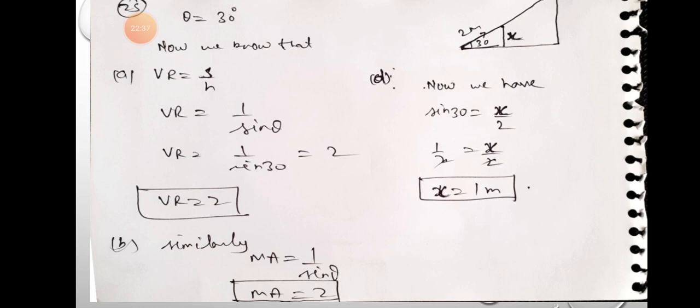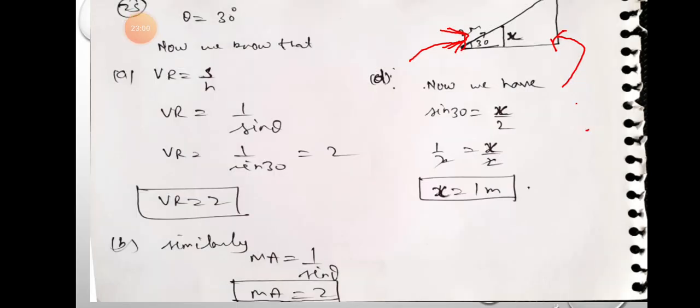So the angle of inclination is given as 30. Now we know that velocity ratio is equal to S upon H. Now this slant height is represented by S and this straight height is represented by H.